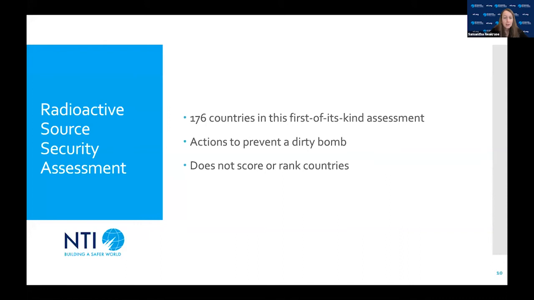Last year, in addition to the nuclear index, we also launched for the first time a small assessment of radioactive source security in all 176 countries. Those are actions to prevent a dirty bomb. In this case, we didn't score or rank countries like we do with the NTI index, but we just did a survey of what countries are doing. And this is going to be relevant to a much greater number of countries than the parts of the nuclear index.